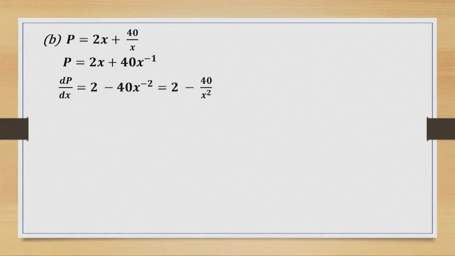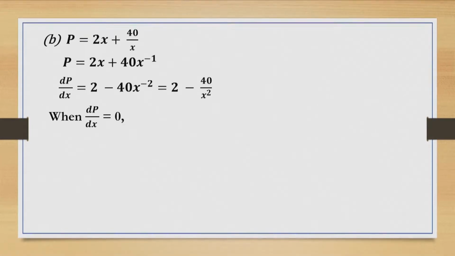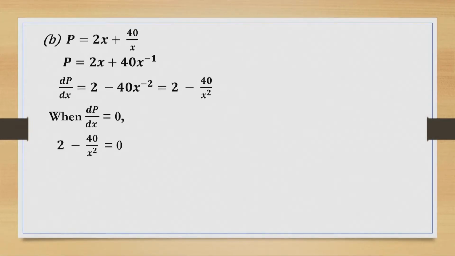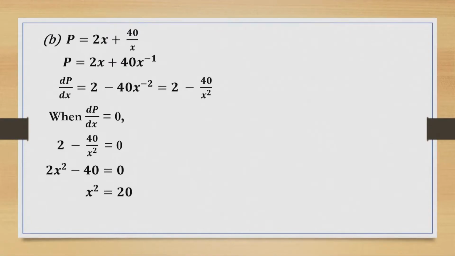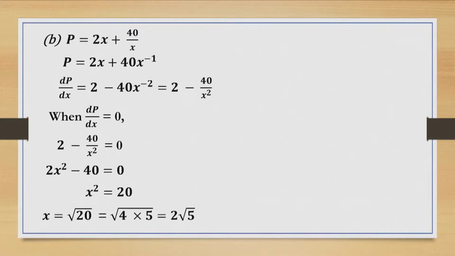Now I equate it to 0 to find the minimum value. So when dp by dx equal to 0, this means 2 minus 40 over x squared equal to 0. Multiplying throughout by x squared, I get 2x squared minus 40 equal to 0. X squared equal to 20. And x will be equal to square root of 20. So using your knowledge of surds, I simplify and I obtain 2 square root of 5.